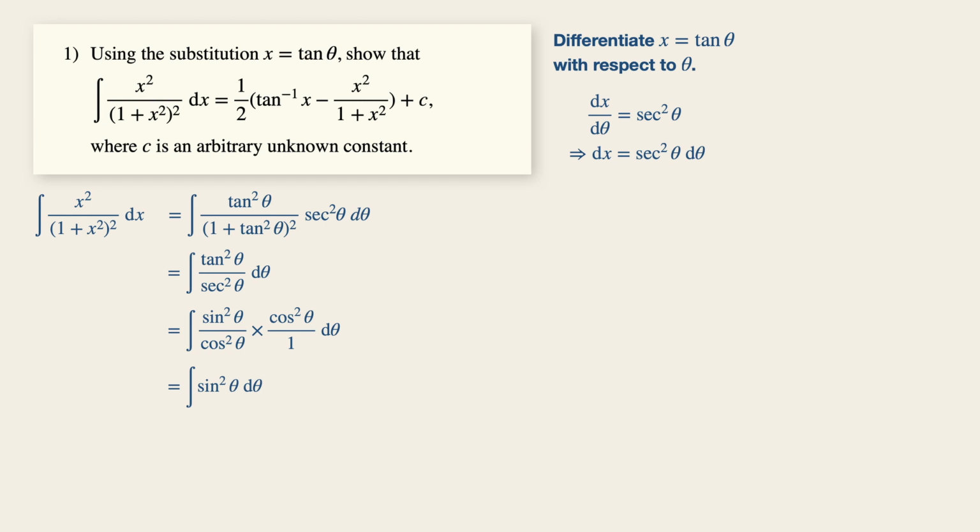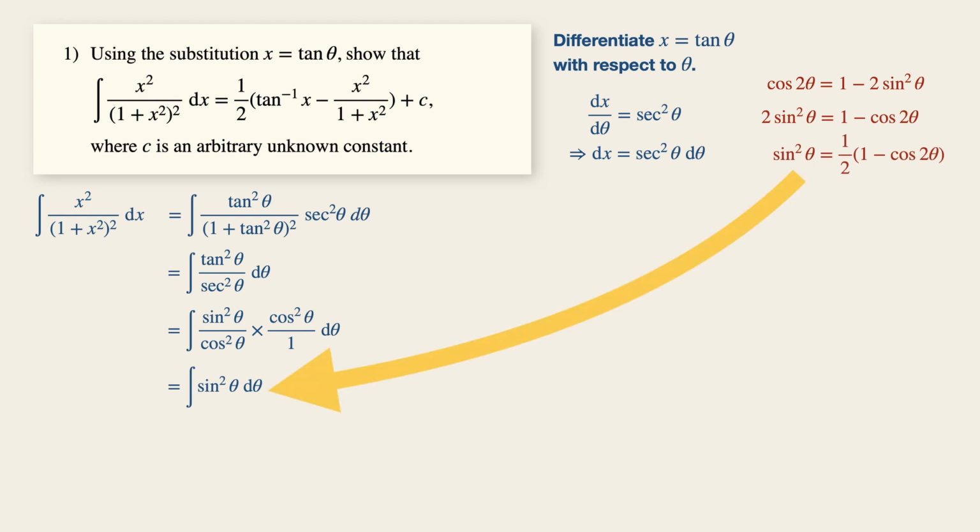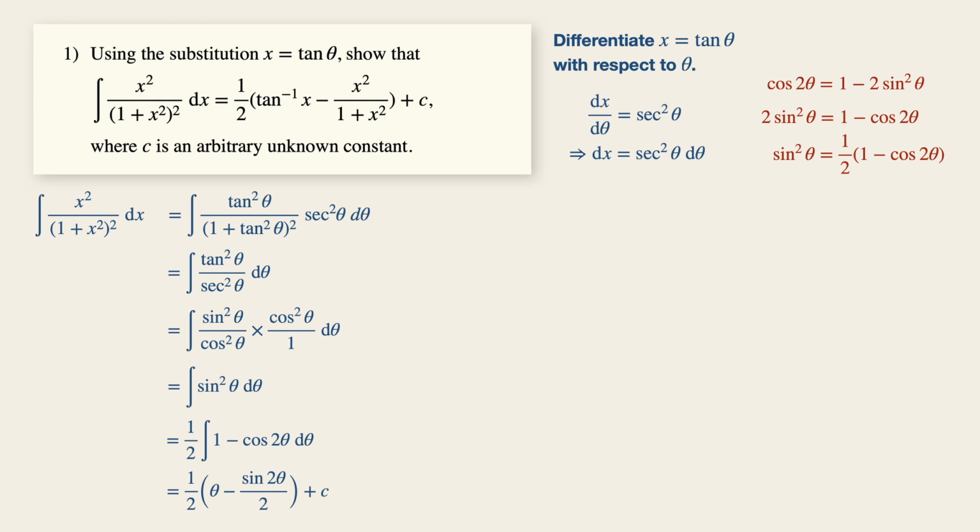Now remember, if we integrate a trigo ratio with an even power, we will need to use the cosine double angle formula. Which formula to use? We will use the one that involves sine squared theta. So this is 1 minus 2 sine squared theta, and making sine squared theta the subject, we will have half multiplied by 1 minus cosine 2 theta. So bringing it back to our question, we will then have half integrate 1 minus cosine 2 theta with respect to theta. We will subsequently have half theta minus sine 2 theta over 2 plus c, where c is an arbitrary constant.